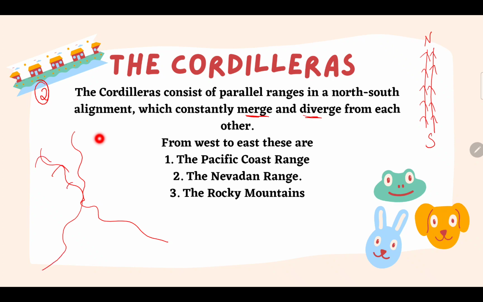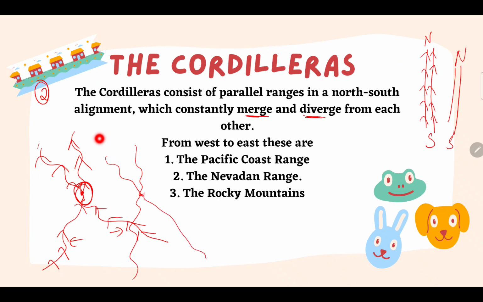If this is a mountain, it merges. When two mountains come in contact at one particular point, that is called merging. Diverging means to move away from each other. So the Cordilleras consist of parallel ranges in north-south alignment, which are constantly merging and diverging.